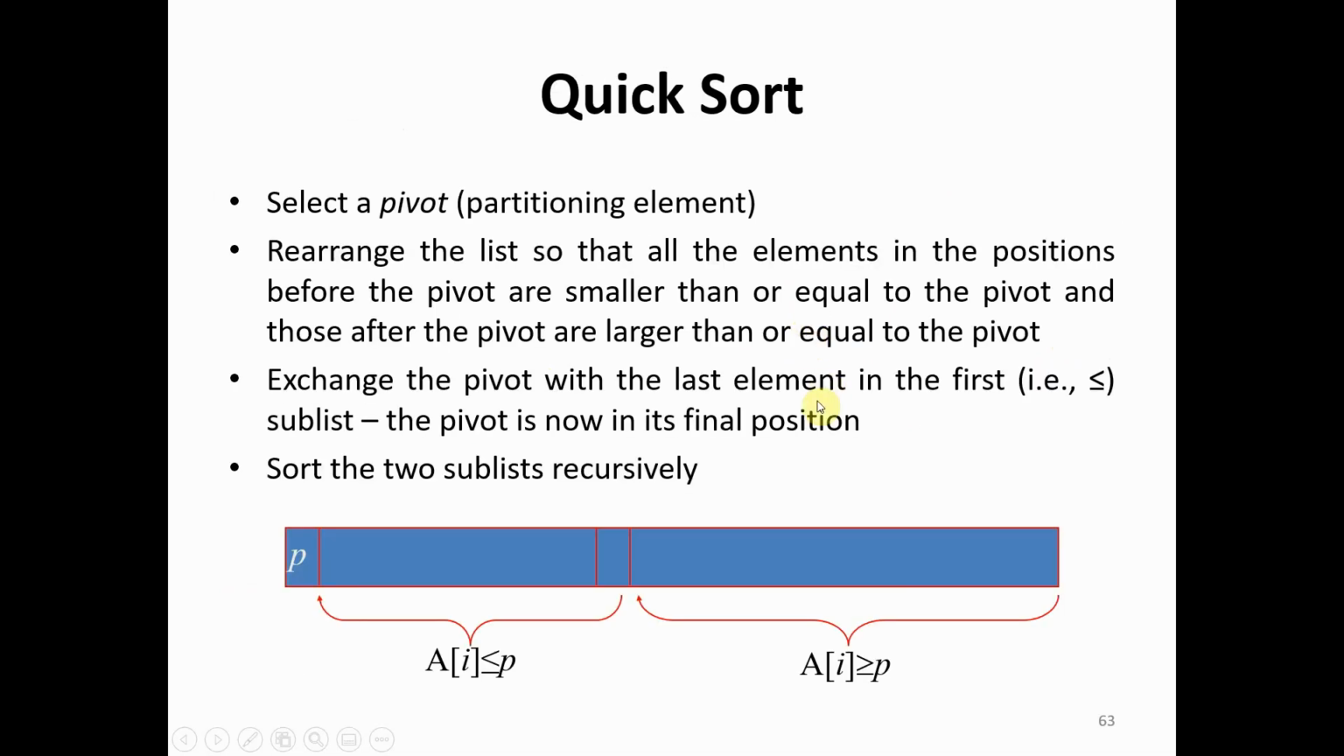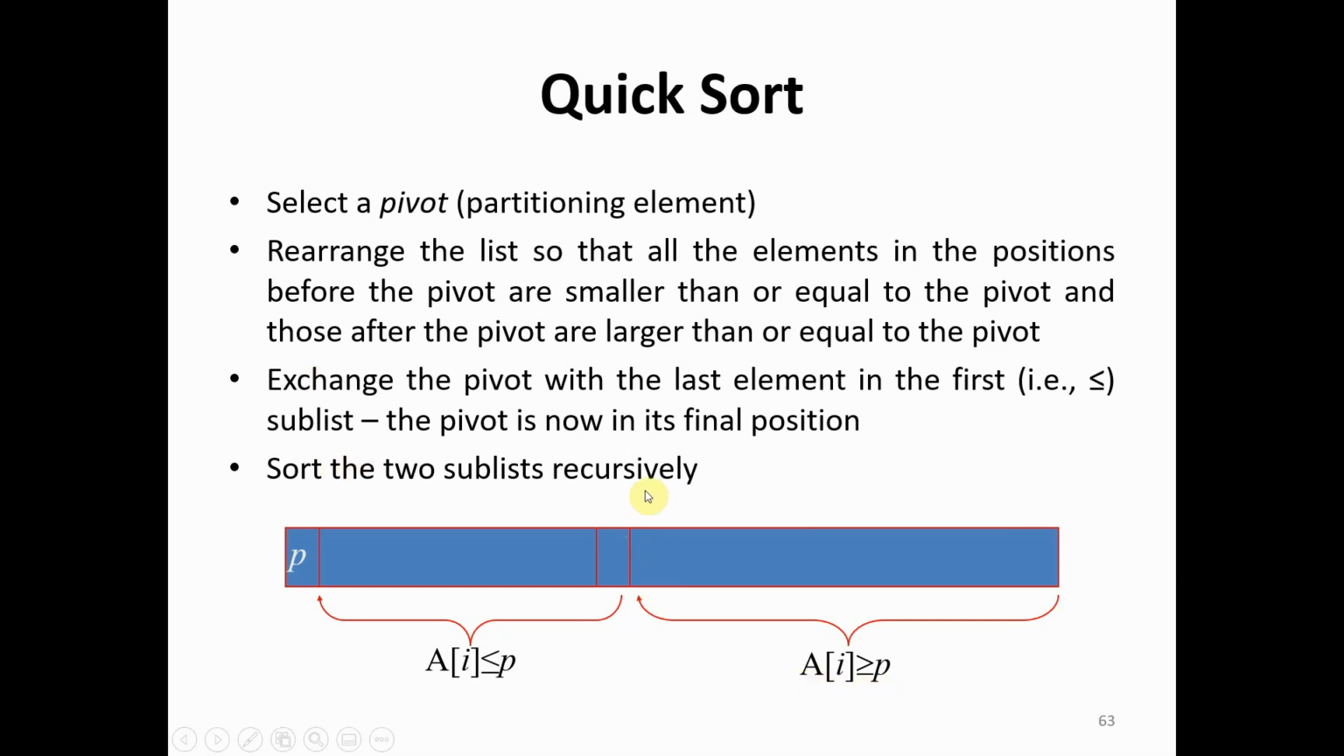Okay, so this is basically what partitioning is. Here, if we choose this one as the pivot, we select the pivot partitioning element, and rearrange the list so that all the elements in the positions before the pivot are smaller than or equal to the pivot, and those after the pivot are larger than or equal to the pivot. Exchange the pivot with the last element in the first sublist. Okay, right? If the pivot was the last element, we should exchange it with the first element in the second sublist.